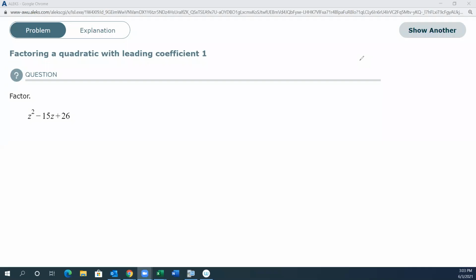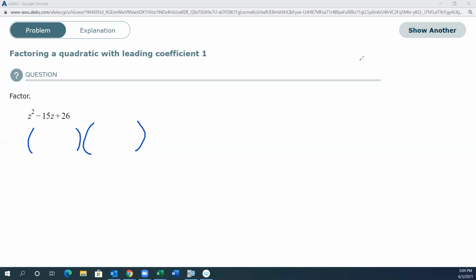Okay, so factoring a quadratic polynomial with leading coefficient only 1, as in 1 times z squared, or 1 times x squared, or whatever the variable is. We're going to learn another method soon enough, and that method will cover this scenario. But when the leading coefficient is only 1, it's usually not too bad to do it, just kind of winging it, which is what we're going to do.